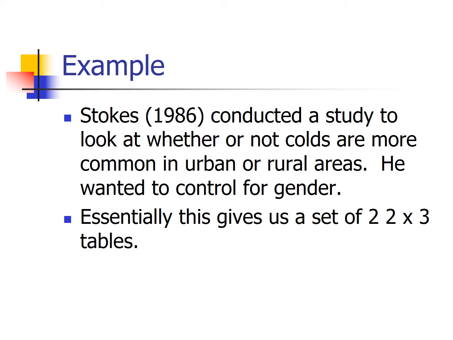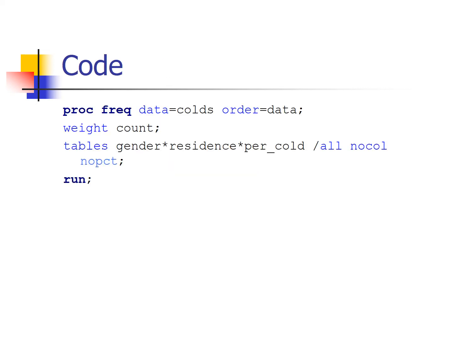So, two genders gives us male, female, and we have some 2 by 3 tables. So we have a set of 2 by 3 tables. I guess we really should call it sex, not gender. I apologize for that. My bad. Wanted to control for sex, not gender. And for sex, we have male and female. And so there we are.